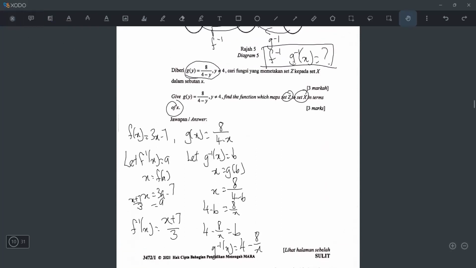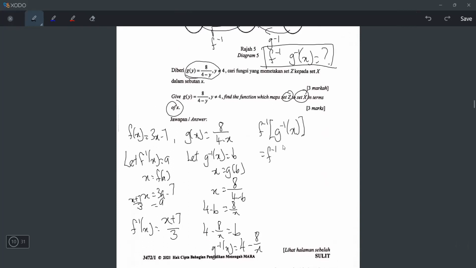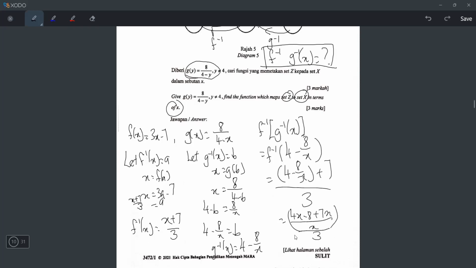I can finally write down my final answer. My final answer is f inverse of g inverse x. So I will do the g inverse first: 4 minus 8 over x. Just put it in. And f inverse is x plus 7 over 3, but in the bracket I have to write 4 minus 8 over x. If I solve this, I'll get my answer. Let's make the denominators the same first: 4x minus 8 plus 7x over x, and then over 3. When it's over x over 3, it means over 3x. And then you get 11x minus 8 over 3x. So that's the answer.